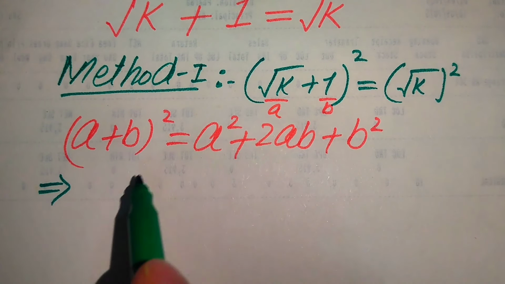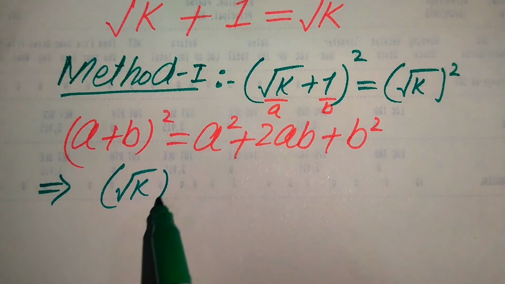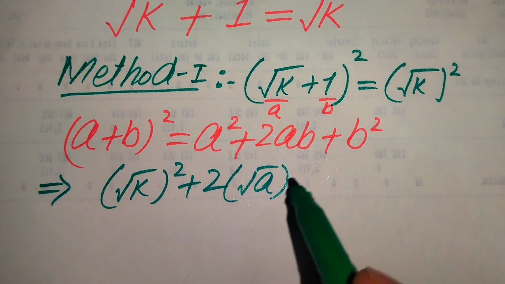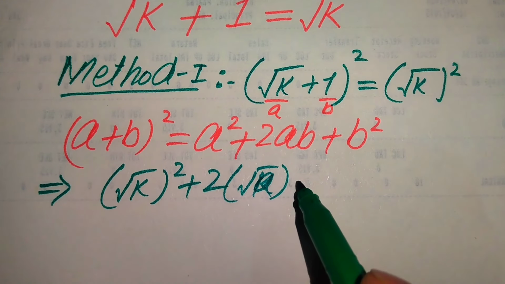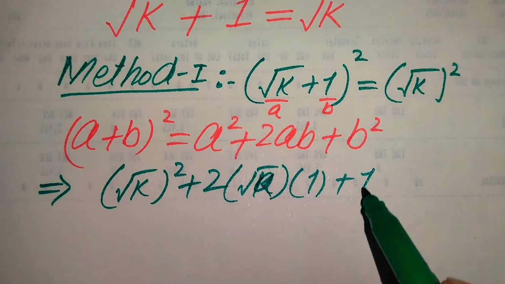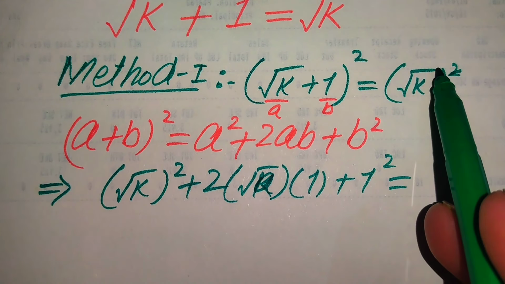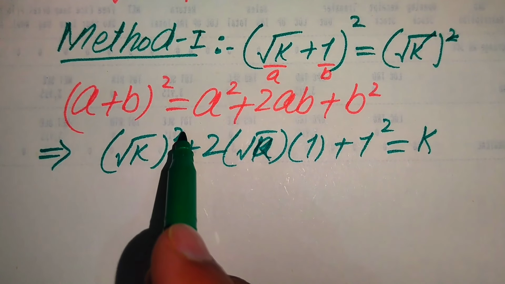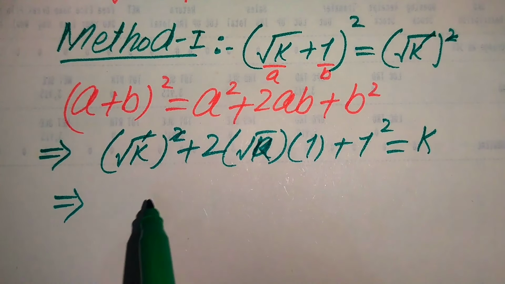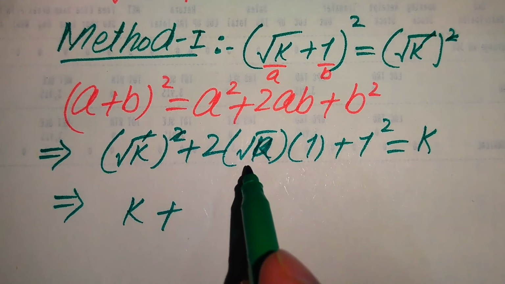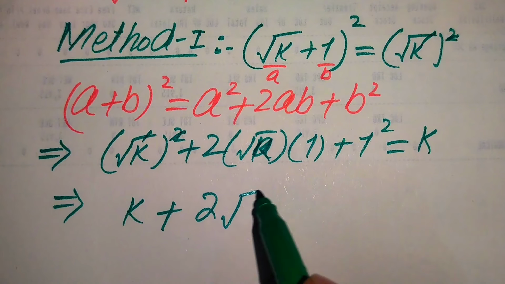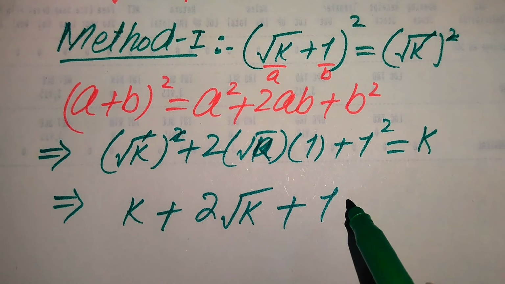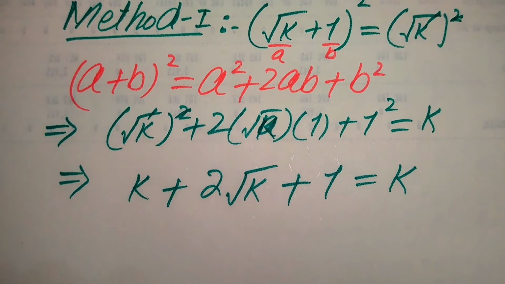So first we have a square, here our a is square root of k, square, plus 2 times square root of k into 1, plus 1 square. This 2 and square root are cancelled out by each other, and we get here k only. So here again this 2 and this square root are gone, and we get k plus 2 times square root of k, plus 1 square becomes 1, is equal to k.